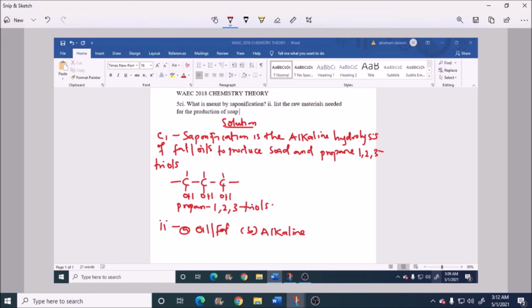So question C Roman figure 1, saponification is the alkaline hydrolysis of fat and oil to produce soap and propan-1,2,3-triols. Then the structural formula of propan-1,2,3-triol is given. Then we have question C Roman figure 2, where we have to state the raw materials needed for the production of soap. It has been listed here as alkaline and oil and fats.